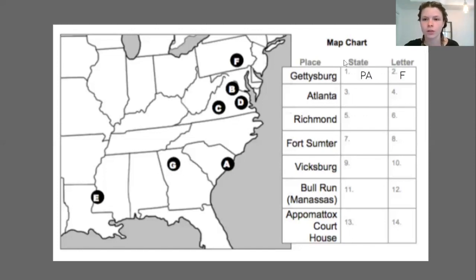So for 1 and 2, they're asking about Gettysburg, both the city and the place where the Battle of Gettysburg happens. That happens in Pennsylvania, right here. This is the state of Pennsylvania, and I just put the abbreviation PA. And the letter that is represented on the map is letter F. I want you to pause and fill in the rest on your own. You can just write this on your little sheet of paper. If you notice, they're all numbered, so you can just number 1 through 14 on your paper and fill this out. You could also make a little chart and then unpause the video when you're ready.